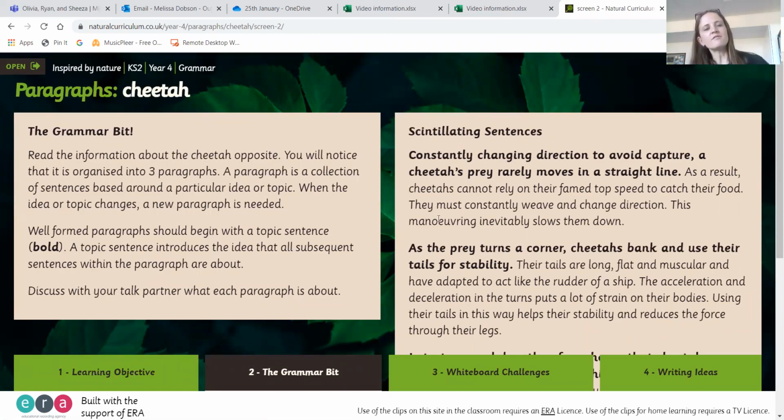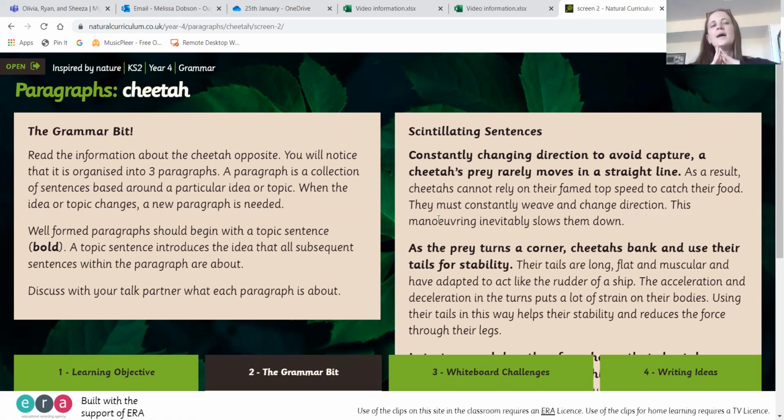So read the information about the cheetahs in the opposite paragraph. In the opposite box, you will notice that this is organized into 3 paragraphs. A paragraph is a collection of sentences based around a particular idea or topic. When the idea or topic changes, then a new paragraph is needed. So what that means is that within a paragraph will be the same topic sentences.